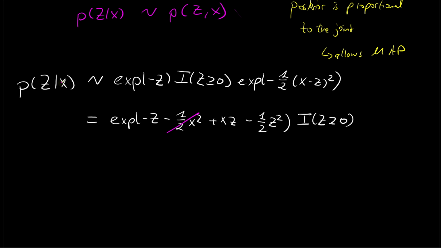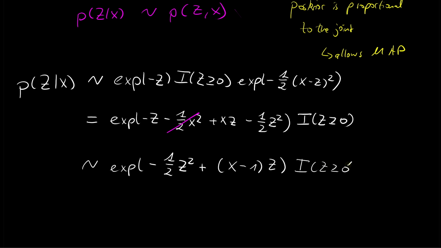and x is some sort of given. It is a constant in that sense. And so we can work in terms of the proportional again and just have the exponential. Let me also rearrange a little bit in here of minus 1/2 z squared. And then we get plus in brackets x minus 1 multiplied with z. And then we have the indicator of z being greater or equal to 0.